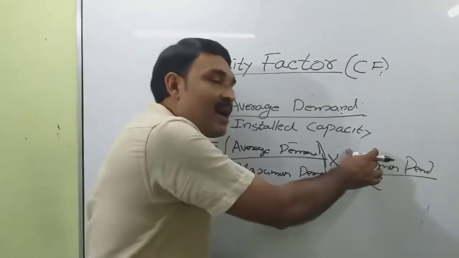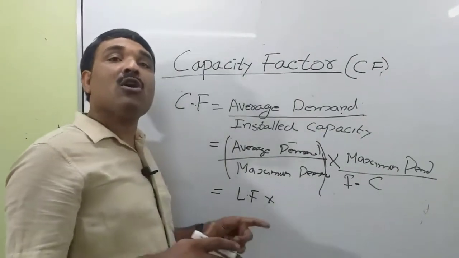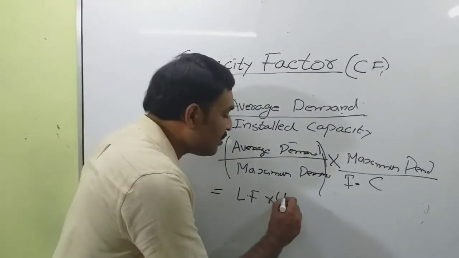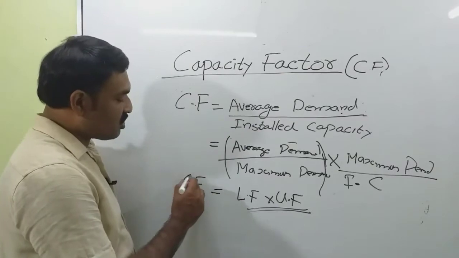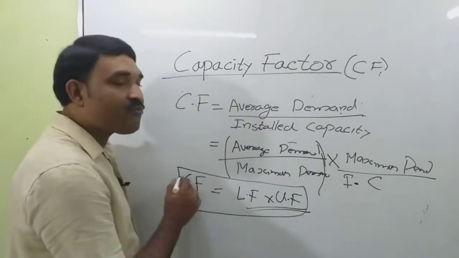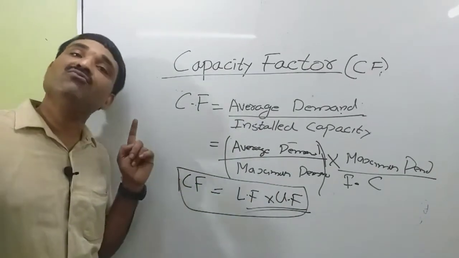And maximum demand by installed capacity. That is called utilization factor, UF. We can define capacity factor, that is a product of load factor and utilization factor.